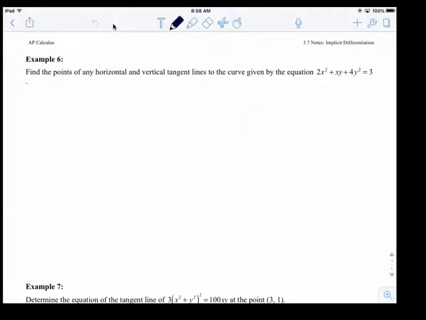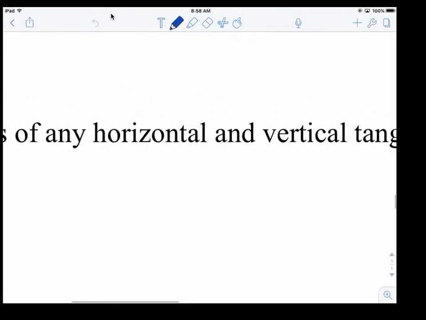Alright, so we're picking up with number 6. We talked about yesterday horizontal and vertical tangents. Horizontal is when you have dy over dx is equal to what? 0 over a number, and then vertical.